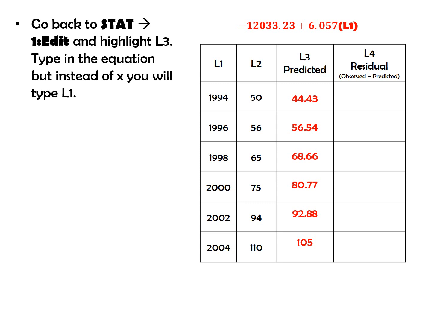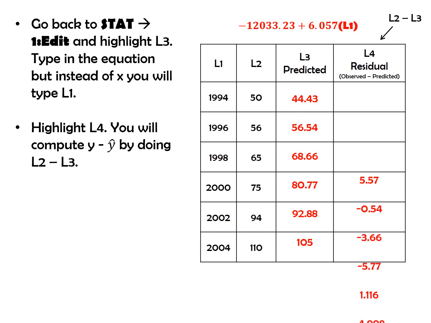Next, we want to calculate the actual residuals. Remember, residuals are observed minus predicted. Our observed values are in L2. Our predicted values are in L3. So the next thing we're going to do is go all the way up to L4, highlight it, and type in L2 minus L3. These are the values that you should get for the residuals. You can see that for 1994, our predicted value is 5 below the observed value.